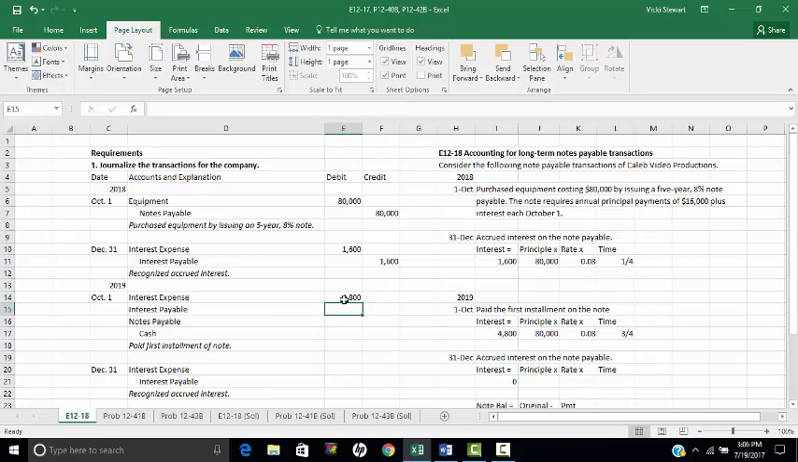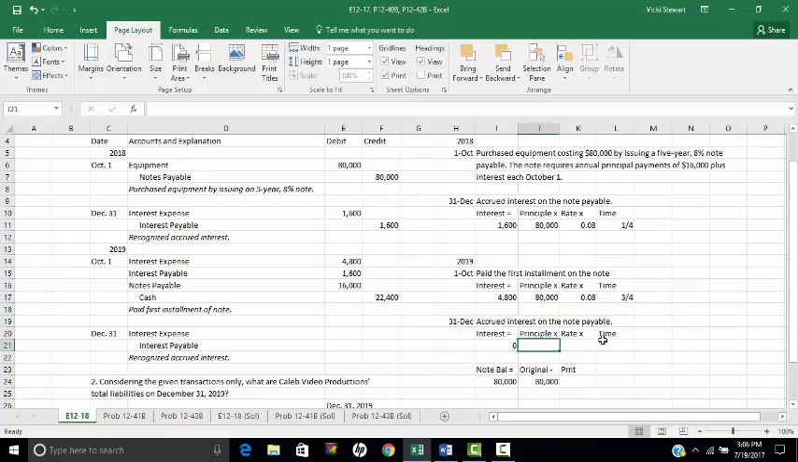We had interest payable from the previous year of $1,600, and then we need to make the $16,000 principal payment. So those would be our debits, and then we would have a credit to cash for the total of $22,400.